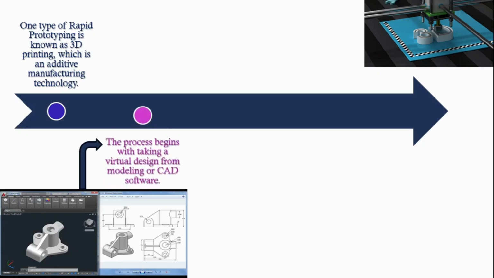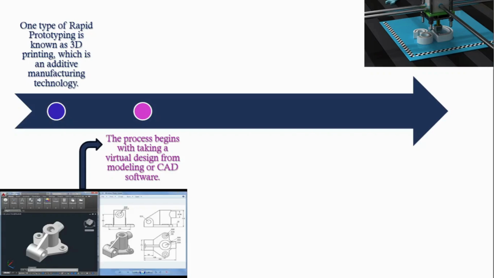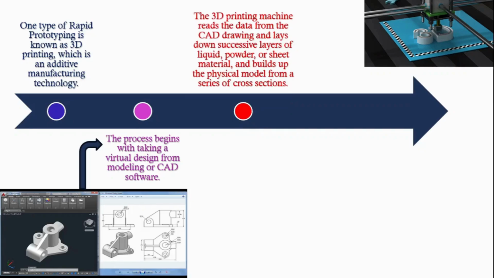The process begins with taking a virtual design from modeling or CAD software. If you want to create any product, you have to create the 3D model in some software. That is your virtual prototype. You take that virtual prototype and create the actual product. Now the 3D printing machine reads the data of your virtual prototype from the CAD drawings and lays down successive layers of either liquid, powder or sheet material, depending upon the type of 3D printing machine you are using.